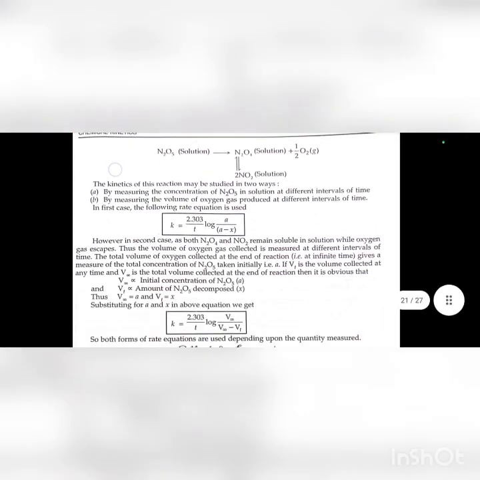The kinetics of this reaction may be studied in two ways. First, by measuring the concentration of N2O5 in solution at different intervals of time. Second, by measuring the volume of oxygen gas produced at different intervals of time. In the first case, the following rate equation is used: k equals 2.303 by t log a by a minus x.